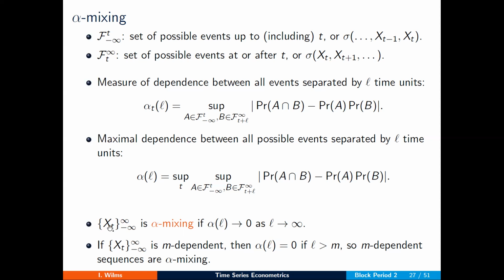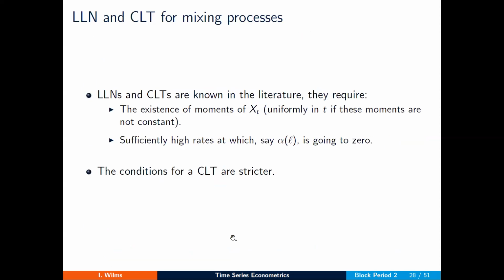Now, we've seen n-dependent processes before, and they are alpha mixing, since the dependence measure is 0 for all values of L larger than n. Similarly, stationary invertible ARMA processes are also alpha mixing. But note that the conditions are very difficult to verify theoretically and actually impossible to verify empirically. So we won't make further use of these dependent processes in our course, but note that law of large numbers and central limit theorem do exist for mixing processes.